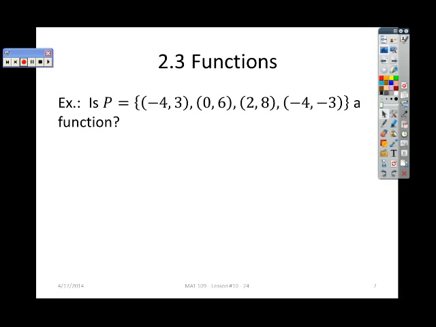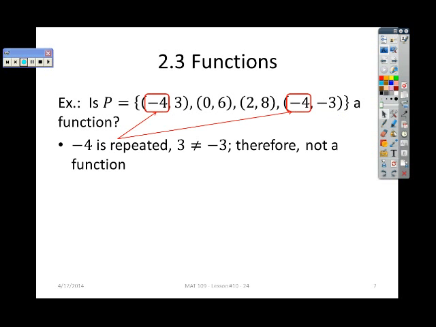So I have repetition. So on those two pairs, what I need to do is look at the second elements. If my second elements are the same, it's a function. If they're not the same, it's not a function. So I have -4 and -4, so I check the second elements. They're not the same number. That is not a function. So it's a simple test.